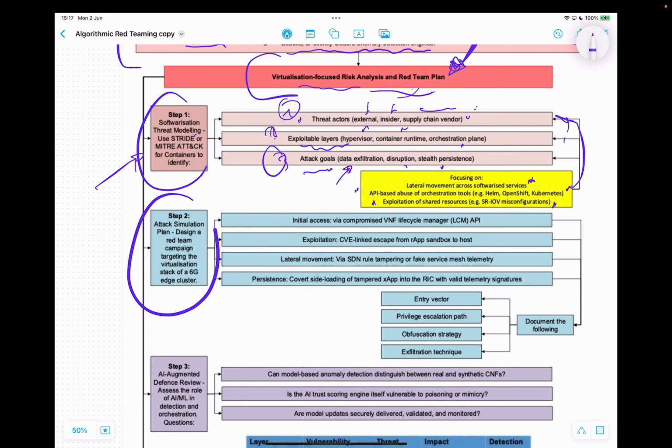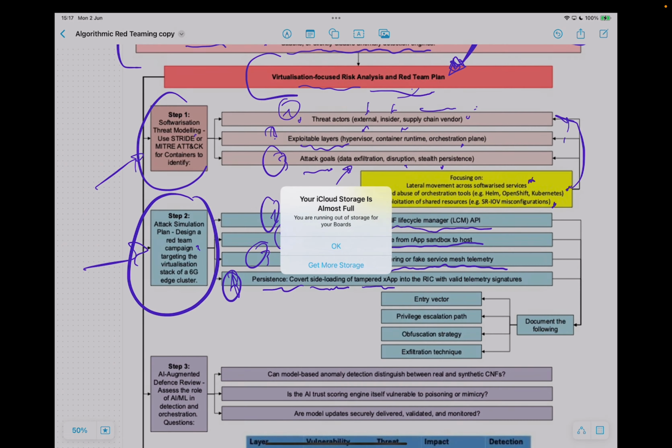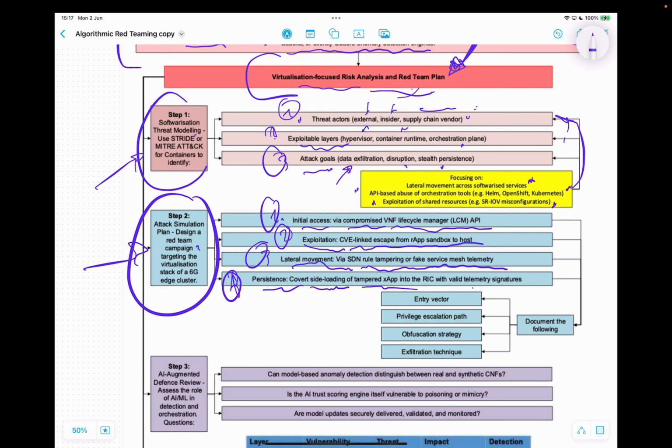That's the first step. Step number 2 would be the attack simulation plan. So you need to design a red teaming campaign to target the virtualization stack of the 6G edge cluster. Here we have 4 steps. Step 1, initial access via a compromised VNF lifecycle manager. Second, exploitation, CVE-linked escape from sandbox to host. Third, lateral movement via SDN rule tampering or fake service mesh telemetry. Fourth would be persistence: covert side-loading or tampering in the RAN with valid telemetry signatures.